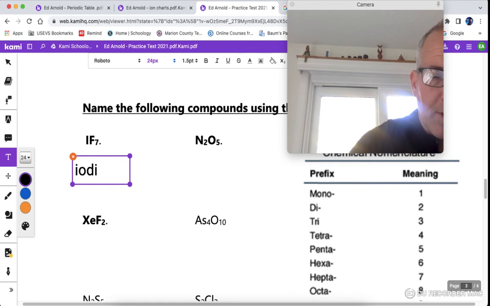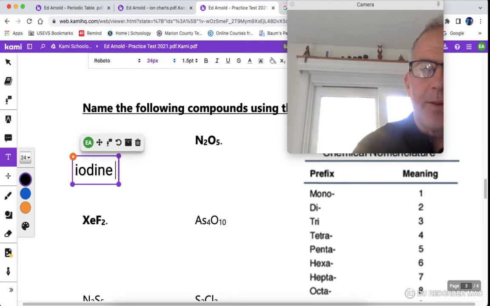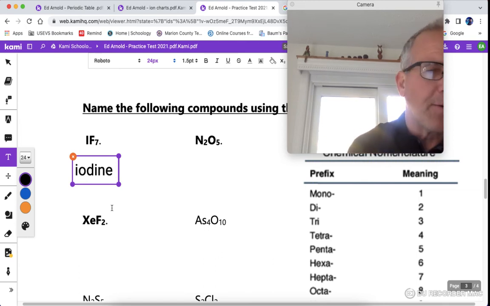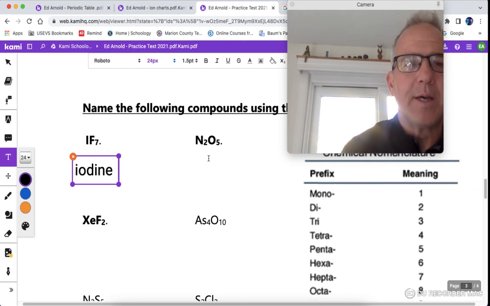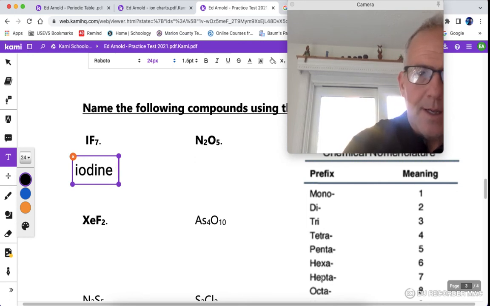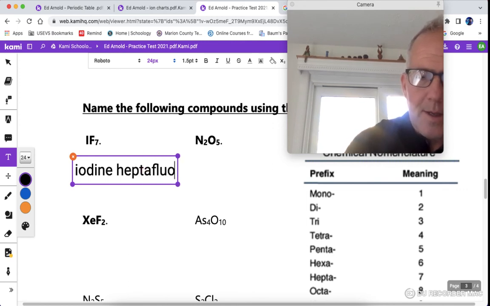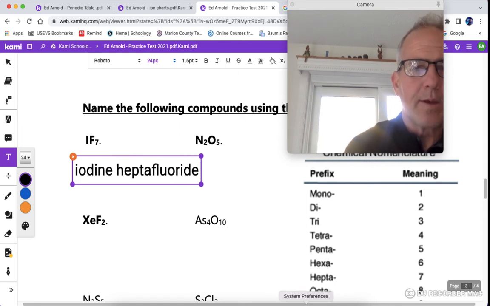Now there's one of those, and you don't have to put the mono for the first thing. You have to do it for every other thing, but not this first thing. If there's one of the first name, you don't put mono-iodine. All right, and then our next thing is we have 7 fluorides. I'm using the ide name, so instead of fluorine, I'm saying fluoride. And 7 is hepta-fluoride. Iodine heptafluoride.